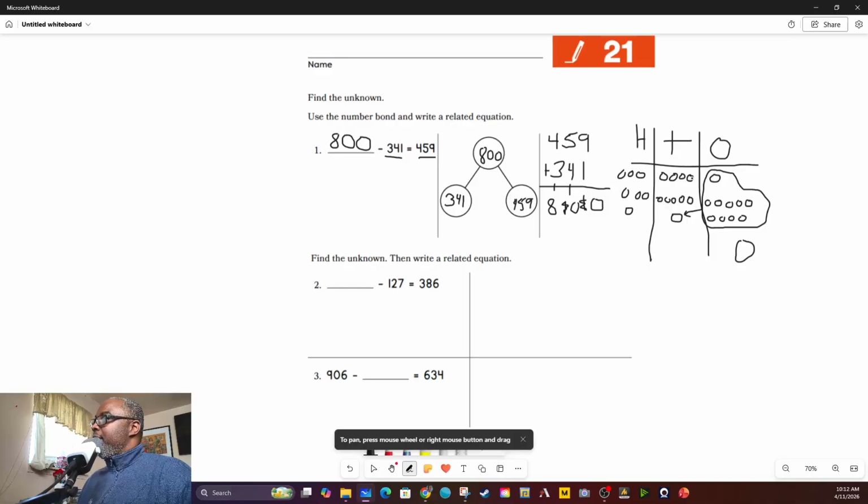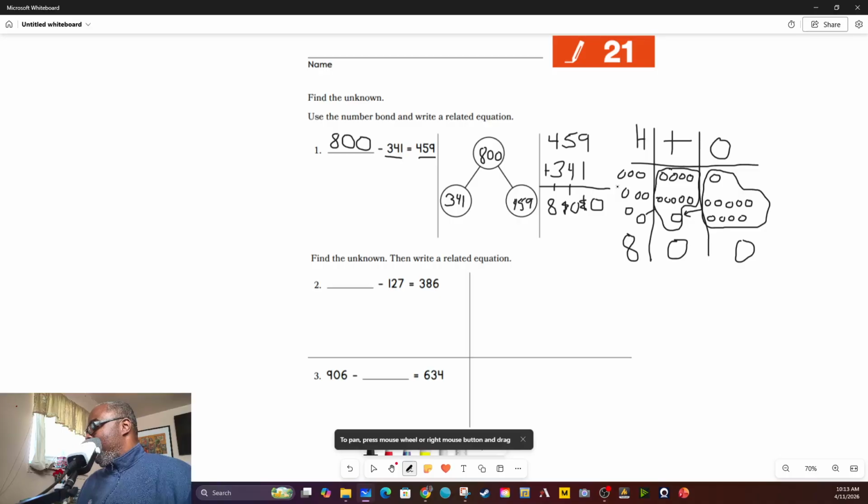Then you add up your tens: 1, 2, 3, 4, 5, 6, 7, 8, 9, and 10. Every time you get 10, that's the magic number. Bundle, then roll it up and put it in the hundreds place, and I have 0 tens. Lastly, we add up the hundreds: 3, 6, 7, 8. 800 again is the answer.